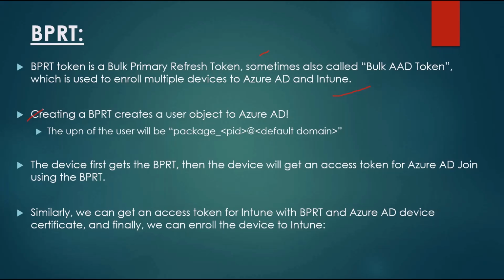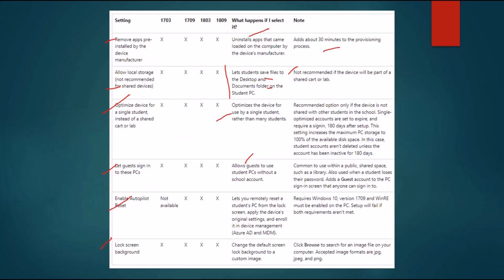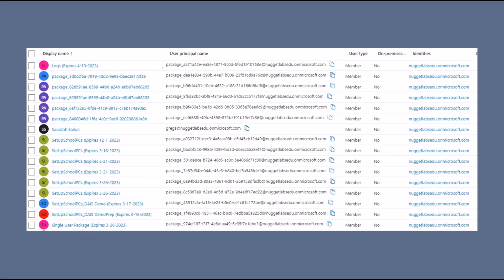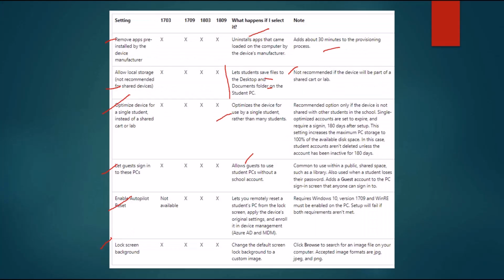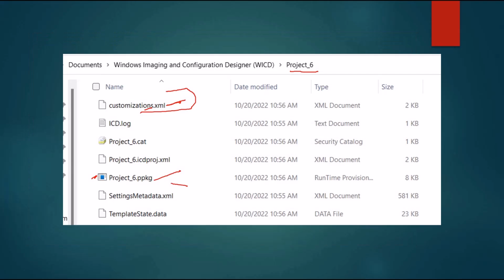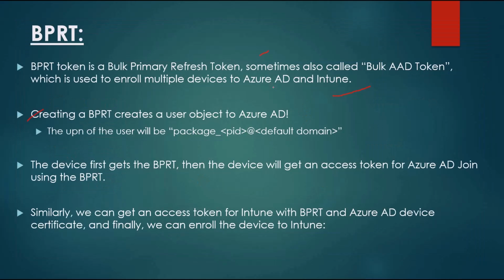Creating a bulk primary refresh token, or BPRT, creates a user object in Azure AD. We have already seen this in one of the previous slides: when we create a bulk primary refresh token, an account gets created in Azure with this format, which contains the ID of the package at the rate the tenant name, right? So this is an account that gets created while we are creating a package, and it contains this information.